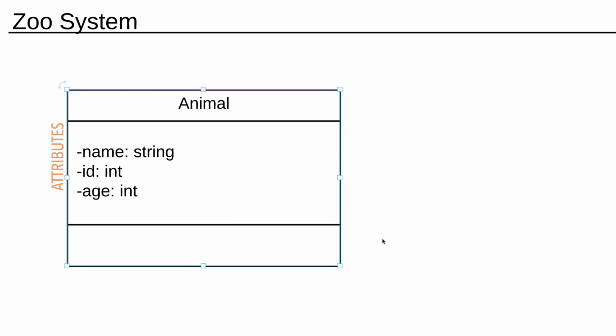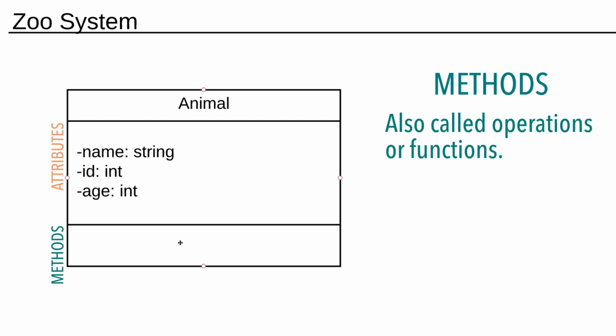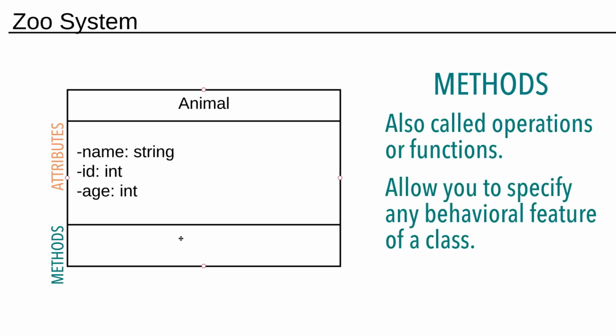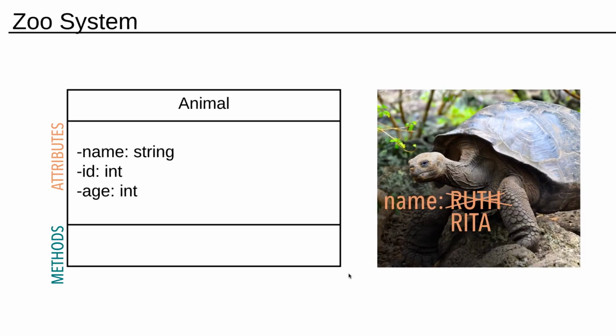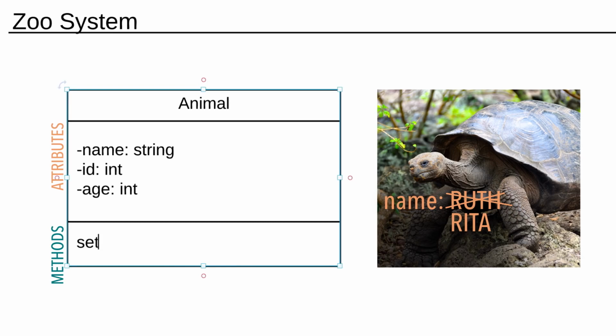Now that we've got some attributes for our animal class, we get to the bottom section here. This is where you put methods, which are also known as operations or functions. Methods allow you to specify any behavioral features of a class. So we might ask ourselves, what are some different behaviors of this animal class? Maybe we'd want to be able to change our animals' names. Like Ruth should actually be called Rita. So let's create a function called setName.